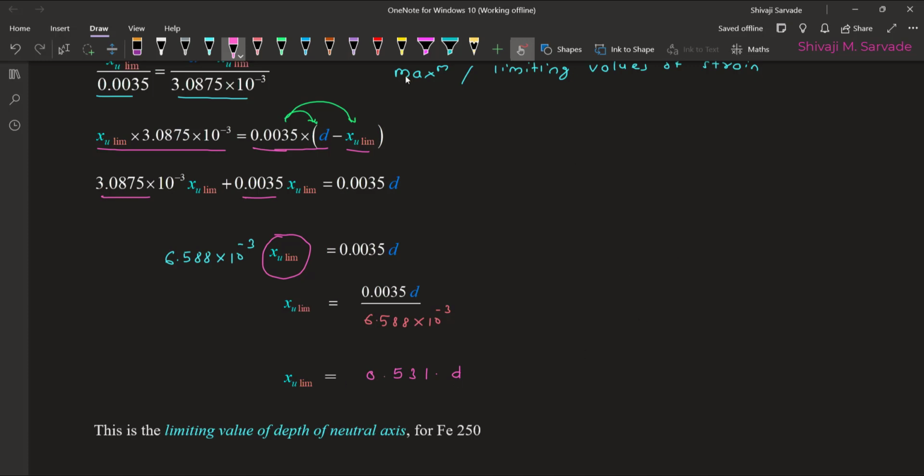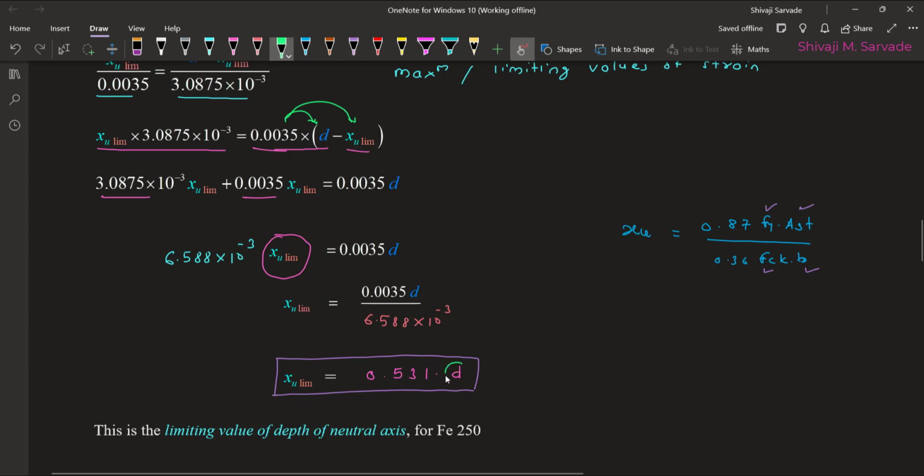Okay, so there would be two neutral axis depths now. One is the XU that we could get from the calculation of 0.87 Fy into AST divided by 0.36 into FCK into B. So this is my actual depth of neutral axis, and regardless of what reinforcement I am putting, what is my grade of steel, what is my grade of concrete, what is my section width, I have a limiting value of XU. That is the limiting value of depth of neutral axis. It depends only on the effective depth.